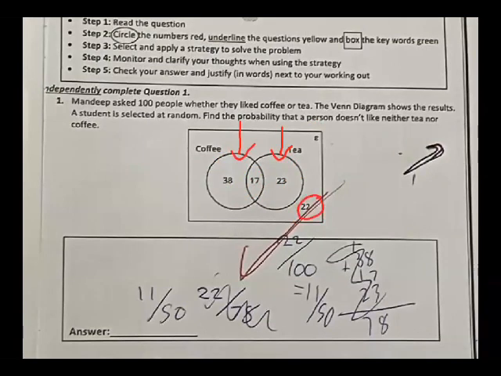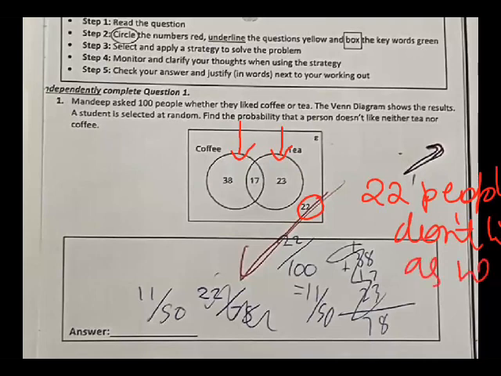So there are 22 people, right? 22 people who don't like coffee as well as tea. So 22 people are outside of the boxes. Now you have to find the probability that a person likes neither tea nor coffee.